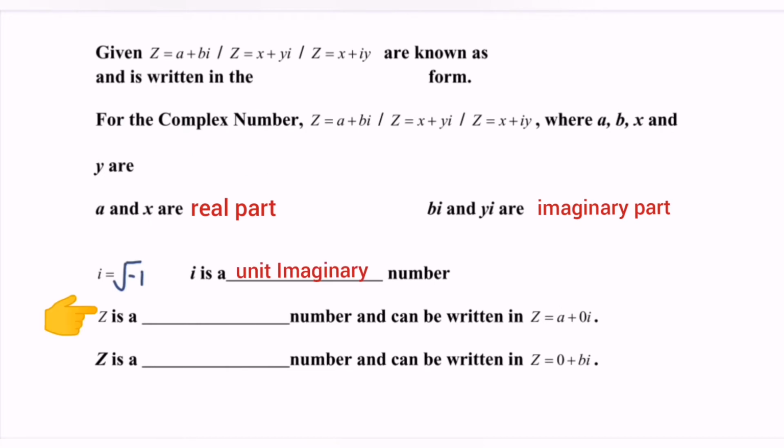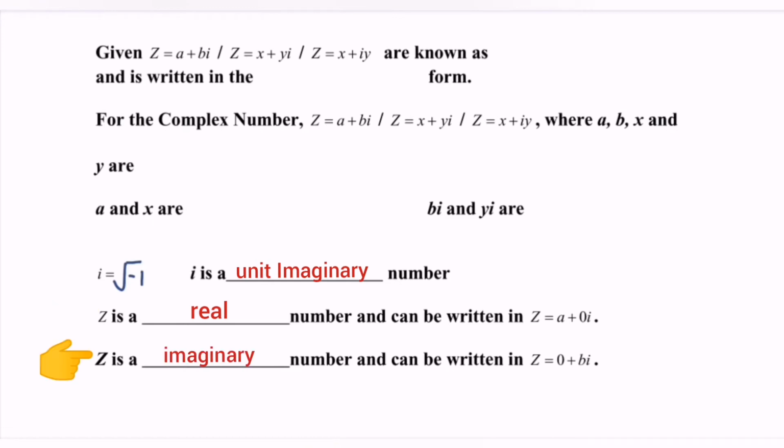Next, z is a real number and it can be written in the form of z equals a plus 0i. z is an imaginary number and it can be expressed as z equals 0 plus bi.